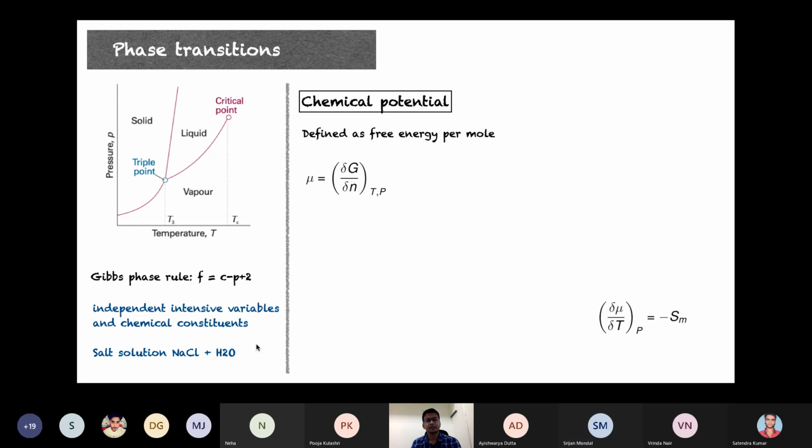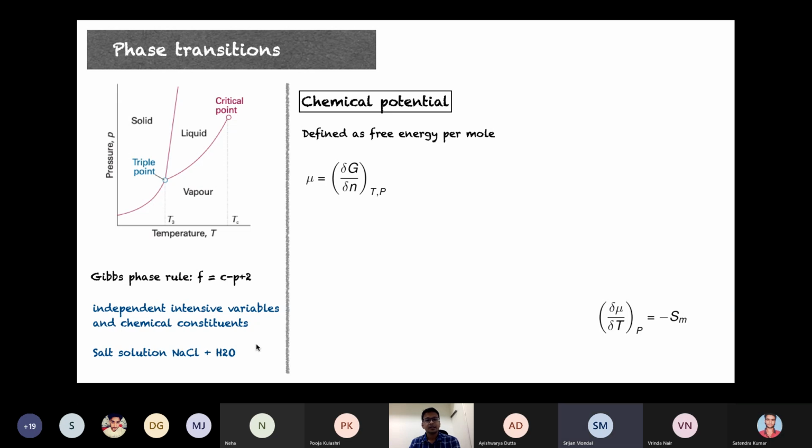Now life will be more complicated when you go from one phase to the other phase in a multi-component system. I'll just mention a little bit briefly at the end of this class. But that needs another type of discussion for multi-component systems. What would be the phase diagram?